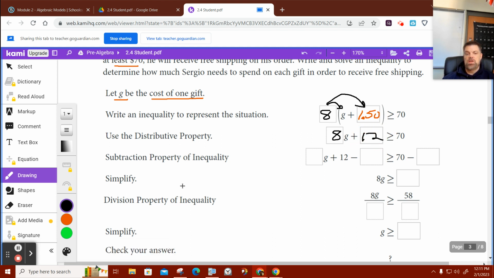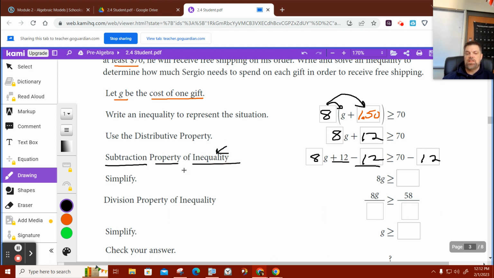All right, cool. Now, they say the subtraction property of inequality. What does that mean? Well, that means that we are going to subtract 12 from both sides. Why? Because I'm adding 12 here. To get rid of the 12, I'm going to subtract 12. Whatever I do on one side of the inequality, I have to do on the other.